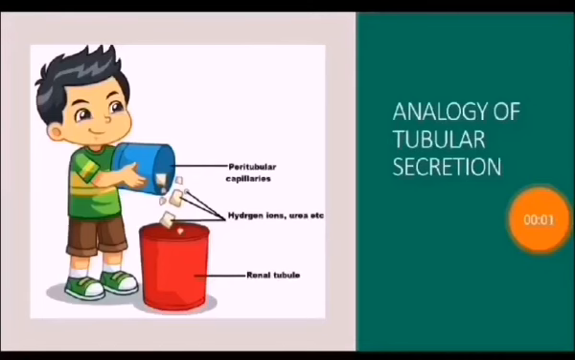You can remember tubular secretion by this example, in which the blue bin represents peritubular capillaries. The discarded papers represent hydrogen ions, urea, ammonia or drugs, and the red bin represents renal tubule. That is, this diagram shows that the waste materials are moving from peritubular capillaries to renal tubule.